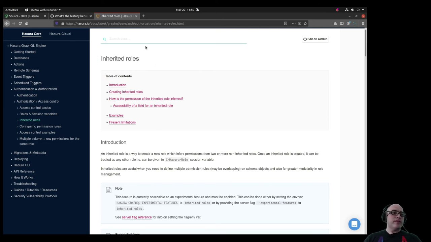So there we go. That is now answered. You now know why Hasura is called Hasura and why the logo is a cute little devil-looking thing.